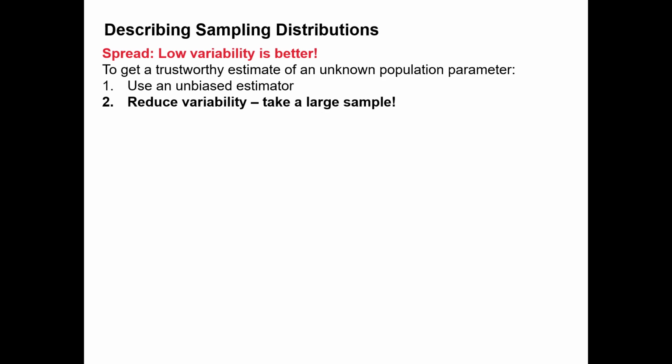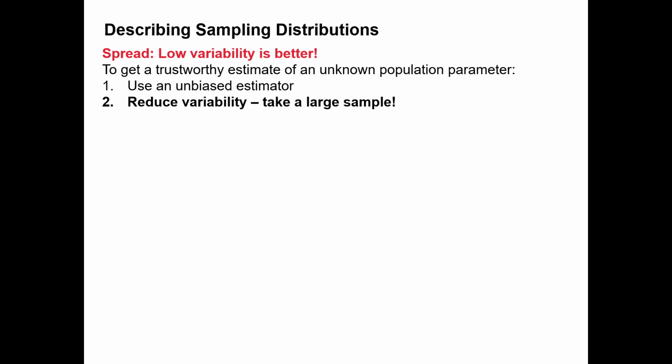Okay, so we just saw that taking a bigger sample reduces variability. This is going to be good because we actually don't want a lot of variability in our sample, right? We want to be close to that true population parameter. And if we have a bigger sample, then our sample mean or our sample proportion is usually going to be closer to the true parameter.